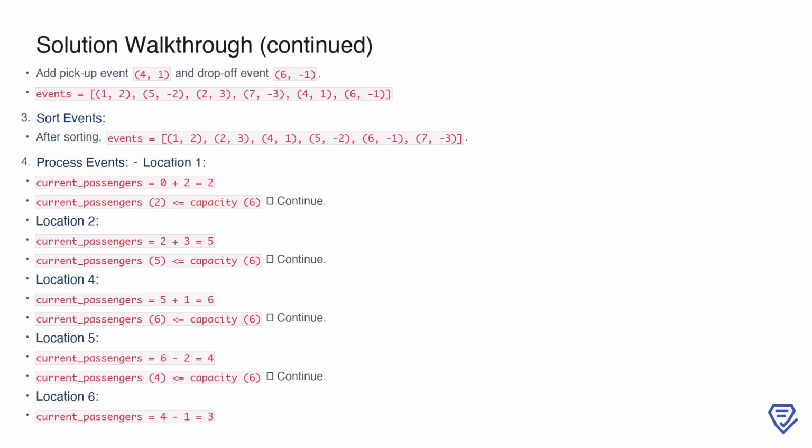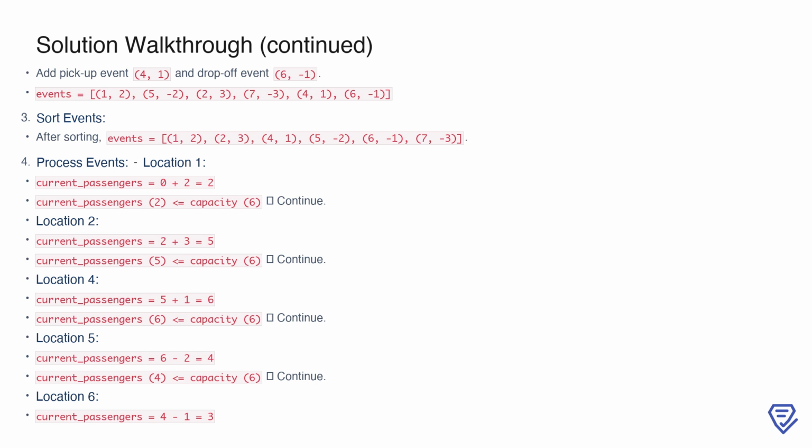For the first trip, where 2 passengers travel from location 1 to location 5, we add a pickup event at location 1 with a value of 2 and a drop-off event at location 5 with a value of -2. For the second trip, where 3 passengers travel from location 2 to location 7, we add a pickup event at location 2 with a value of 3 and a drop-off event at location 7 with a value of -3.